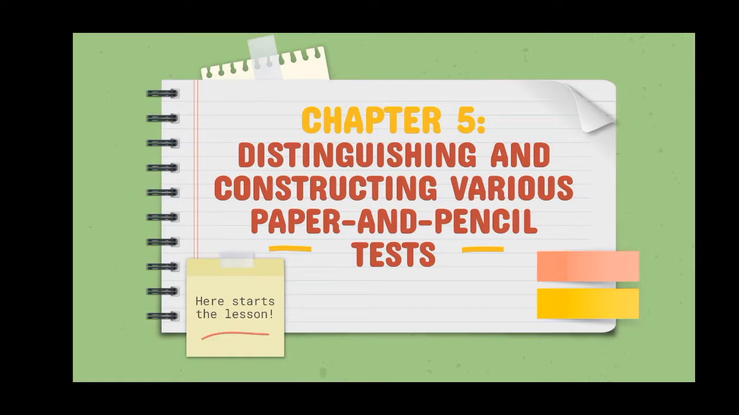Paper and pencil tests can either be selected response or constructed response type. So for selected response type, it includes true or false items, multiple choice type items, and matching type. While the constructed response type includes enumeration, completion, and essays.